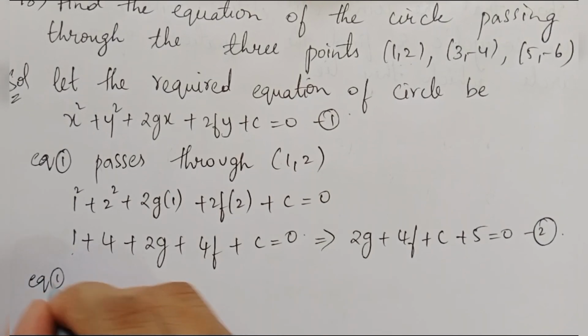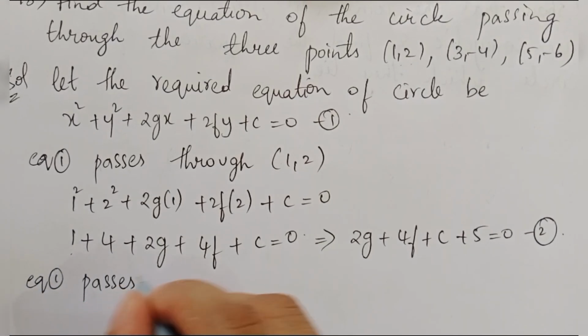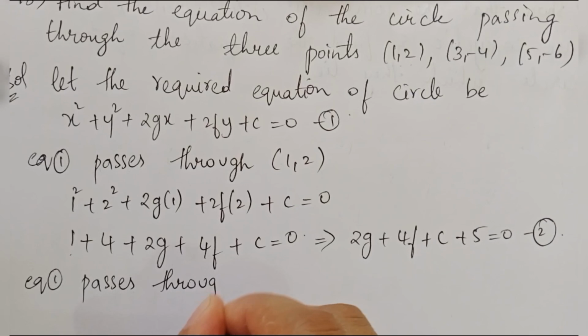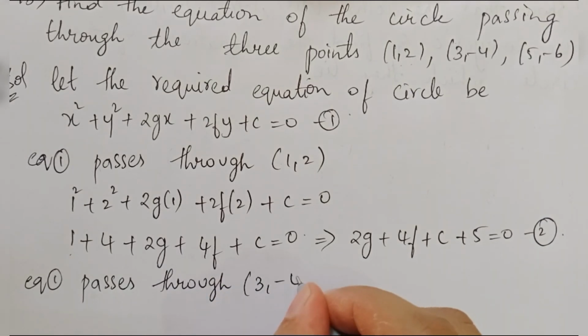Now substitute the second point. Equation 1 passes through (3, -4).